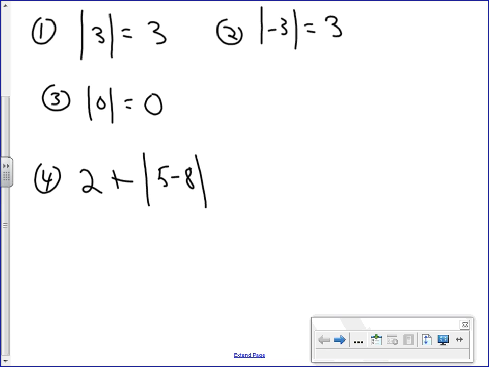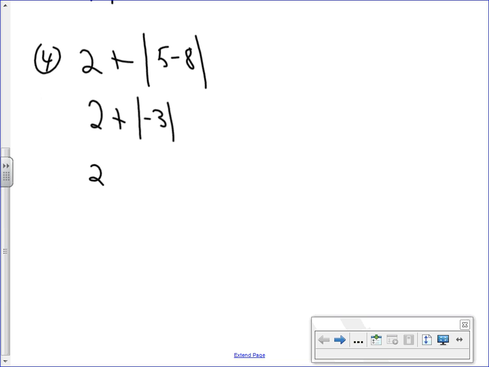So the first thing you would do here is what's inside the absolute value. That would be the absolute value of -3. All right? And then you have to do the absolute value itself before you can do anything that's outside the absolute value. Does that make sense? Yes? So what's the absolute value of -3? So you do 2 plus 3, which is 5.